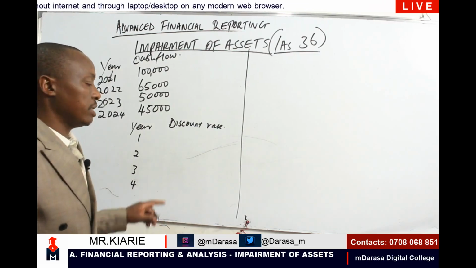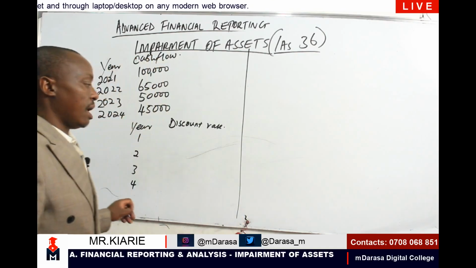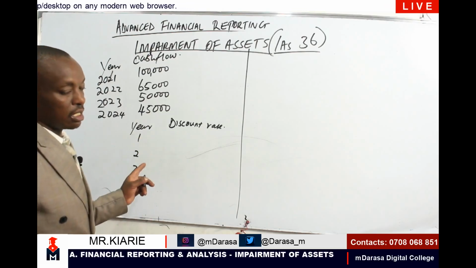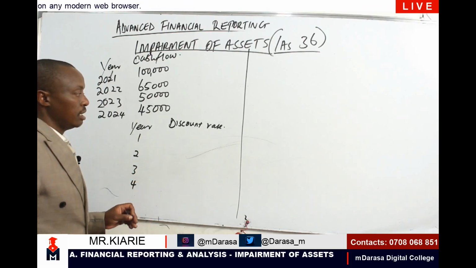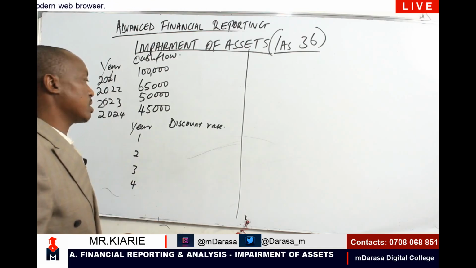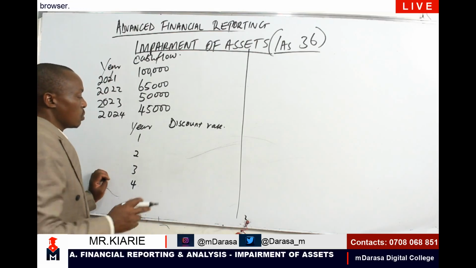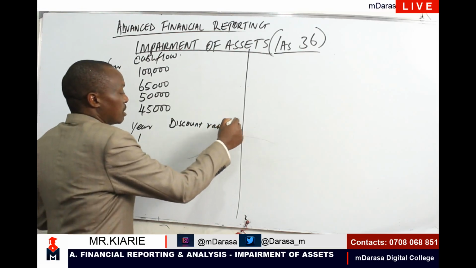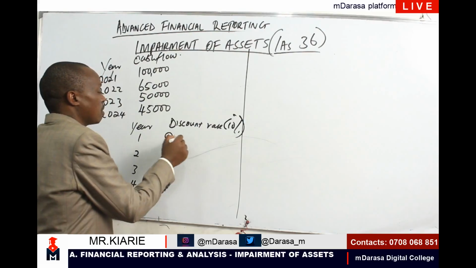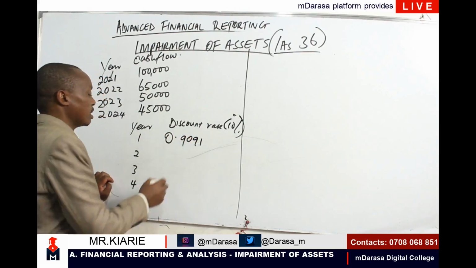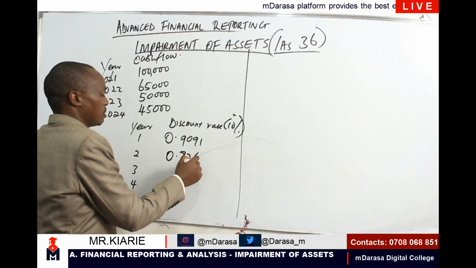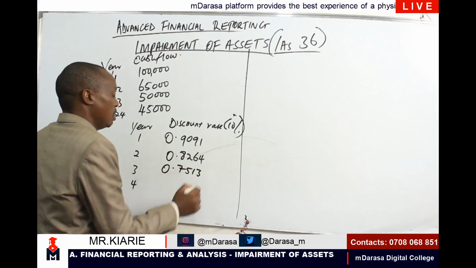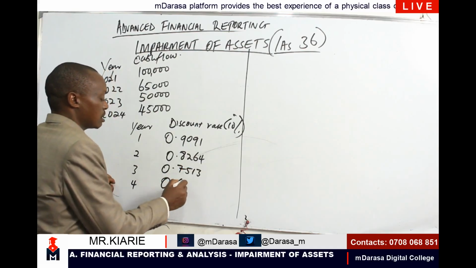So, unlike in financial management, in advanced financial reporting, the discount rates will be provided. Even if you don't know how to get the discount rates, they will be provided. So you have year 1, 2, 3, 4, 10% discount rate. Year 1 is 0.1981. Year 2 is 0.8264. Year 3 is 0.7513. And year 4 is 0.6830.